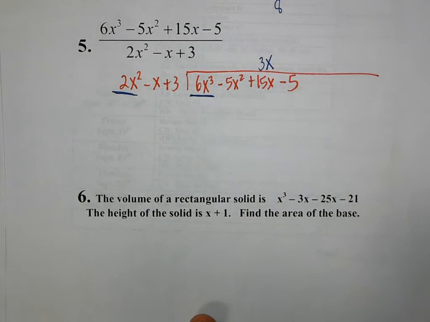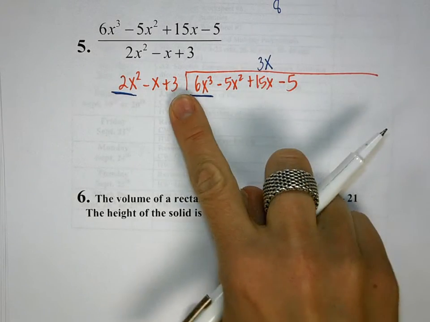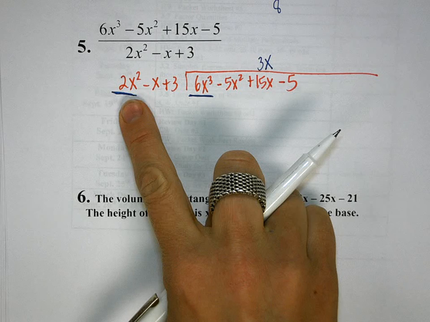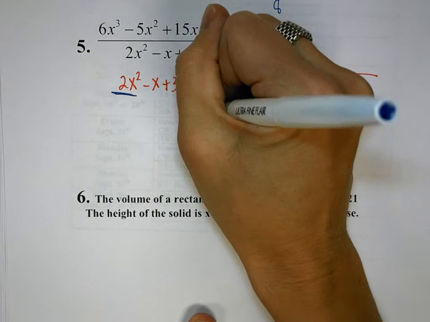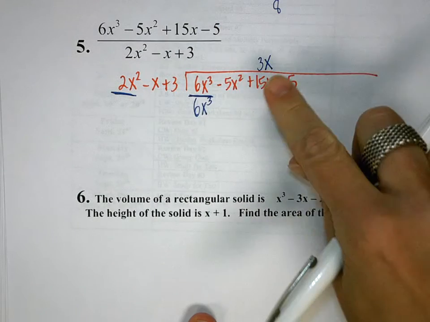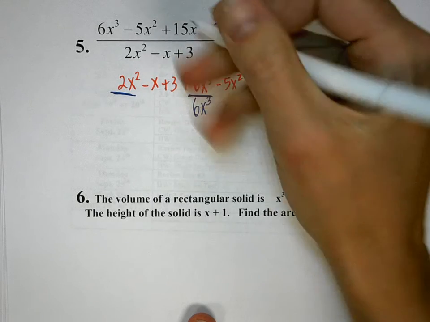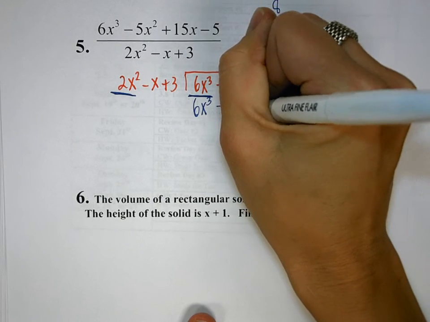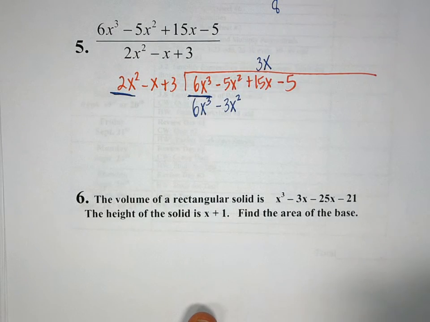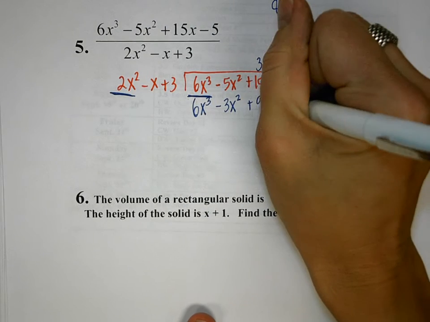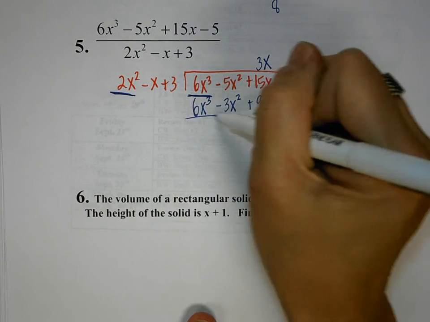Yes. Please sit up. Okay, so now I'm taking 3x and I'm multiplying it through here. So 3x times 2x squared is 6x cubed. Good. 3x times negative x is negative 3x squared. Good. 3x times 3 is positive 9x. Okay? And what do I need to do now?